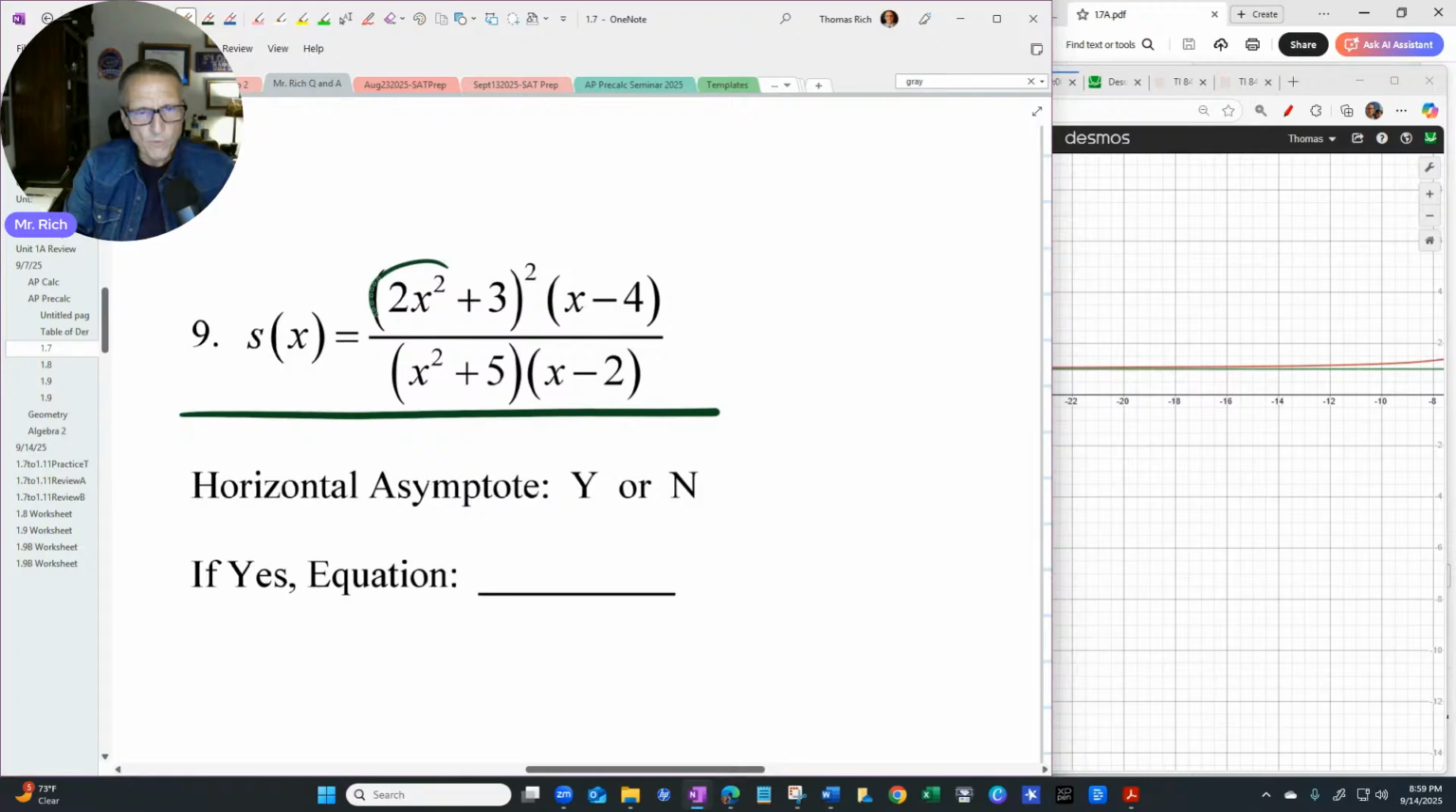I'm sorry, if you square 2x squared, it gives you 4x to the 4th times the other x would give you a leading term of 4x to the 5th on the top. Down here, you have x squared times x, which is x to the 3rd. So there is no horizontal asymptote because the degree on the top is bigger than the degree on the bottom. So no horizontal asymptote. Now, what will the end behaviors be?